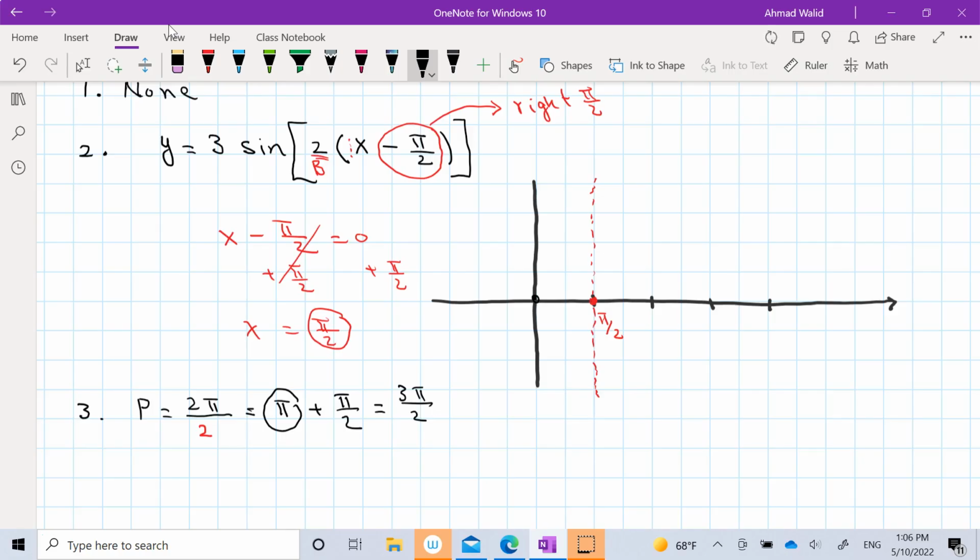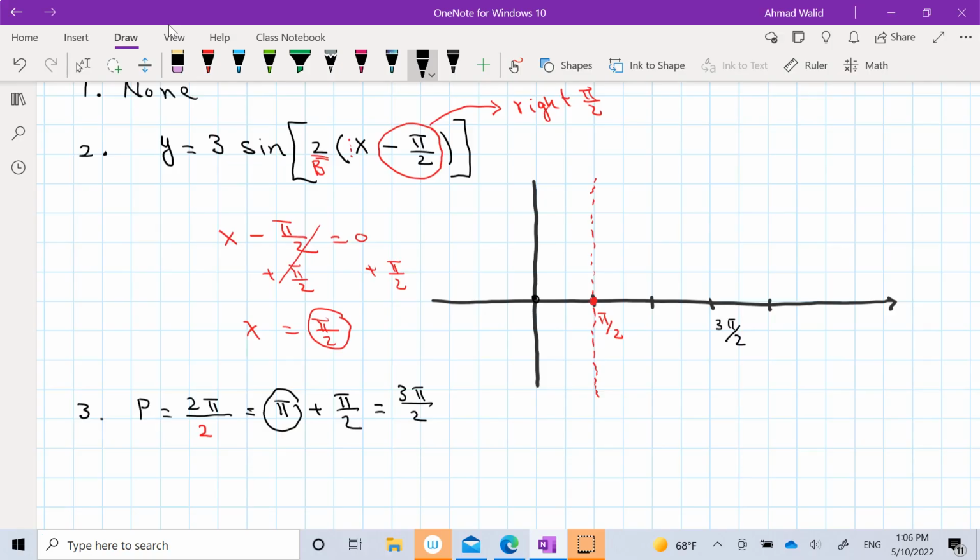I'm not going to show you how to add these two numbers. You already know. I did in few examples. When you add these two, it gives you 3 pi over 2. And I'll mark here as a 3 pi over 2. This is your 3 pi over 2.